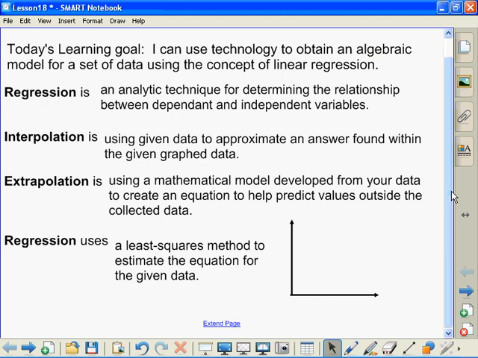It uses what we call a least squares method to estimate the equation for the given data. So what happens if you have a scatter plot, and I'm just going to throw a couple of points on here. You don't need too many. And we do a line of best fit, which is not really that close. I'm trying to do a little bit better job here. So, line of best fit.